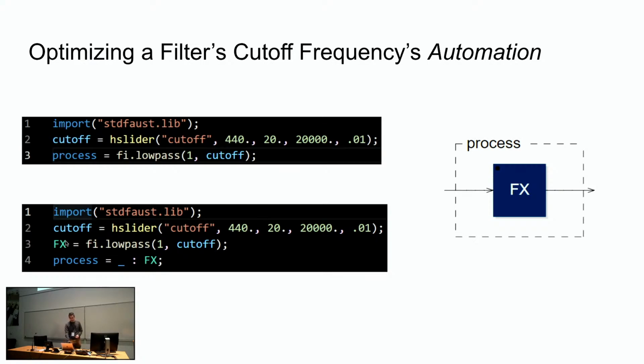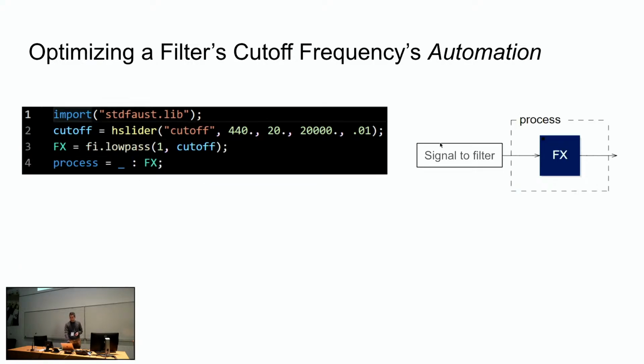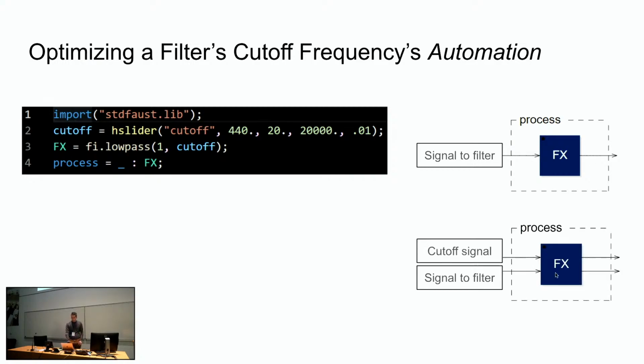So on line 3, I just retitle it to be fx, and now I just say that process is the wire symbol sequenced into fx. So it has one input and it has one output. This is the same code, and to emphasize, it's just a signal to be filtered, and the output is the filtered signal. So what we want is actually for the cutoff to not be inside the box.